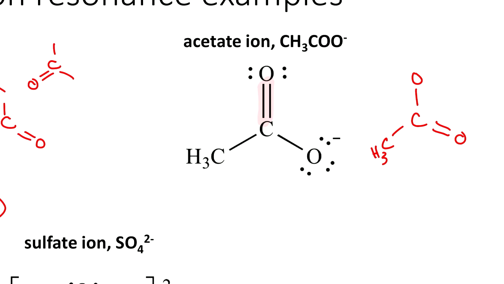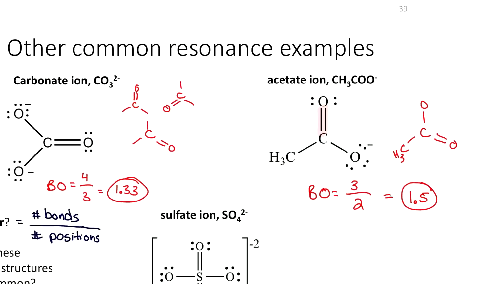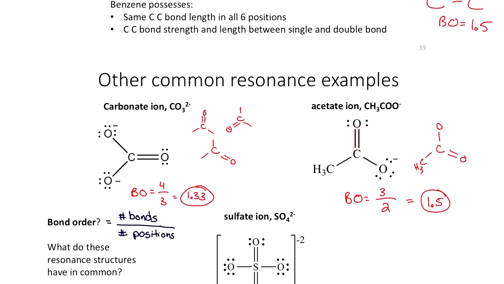So let's go ahead and calculate the bond order for this example. How many total bonds are swapping places? 3, and how many positions? 2. So for this acetate ion, the carbon-oxygen bond has a bond order of 1.5. Right? That is a common exam question. I can ask you which substance has the stronger CO bond, acetate ion or carbonate ion. That would require you to draw the Lewis structures. It would require you to calculate bond order and consider the Lewis and resonance structures.